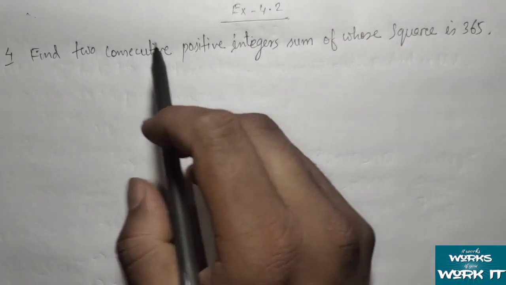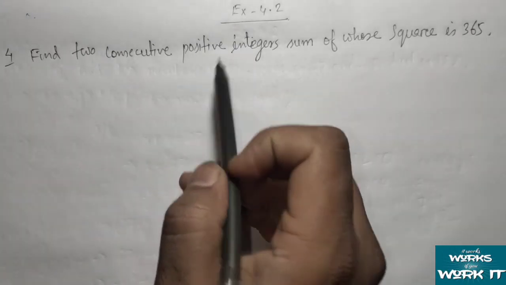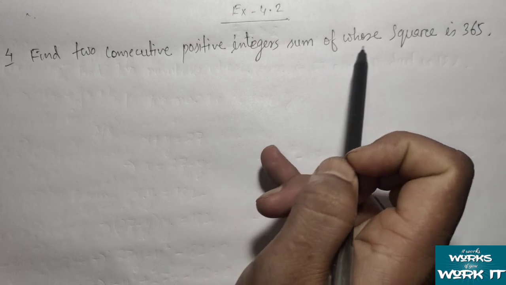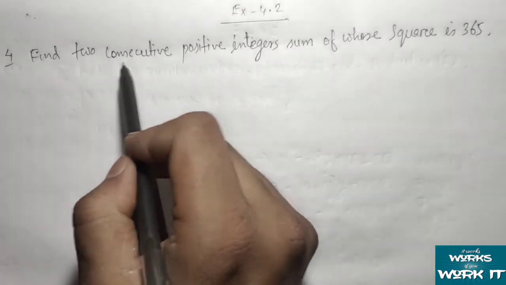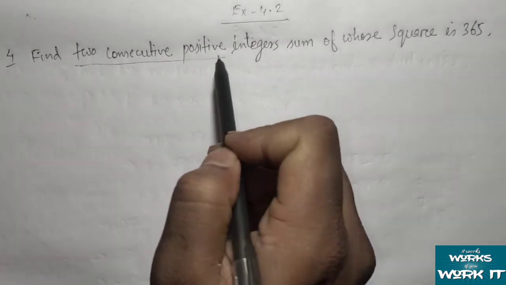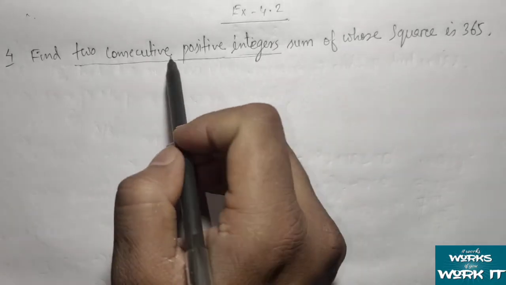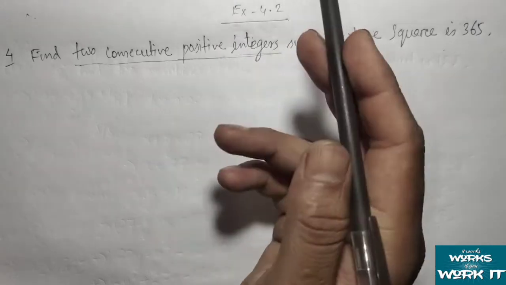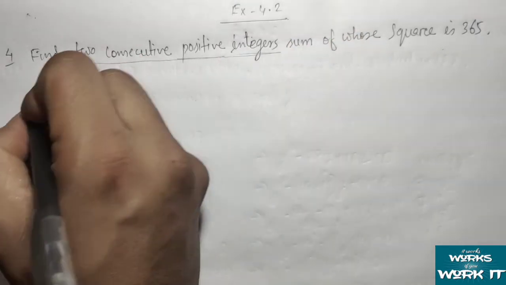So now students, we will be doing question number 4 of exercise 4.2. So what is the question? Find 2 consecutive positive integers, sum of whose squares is 365. So here they have been asking about 2 consecutive positive integers. So consecutive means one after another, which comes after the 1. So 2 consecutive numbers I am taking here.